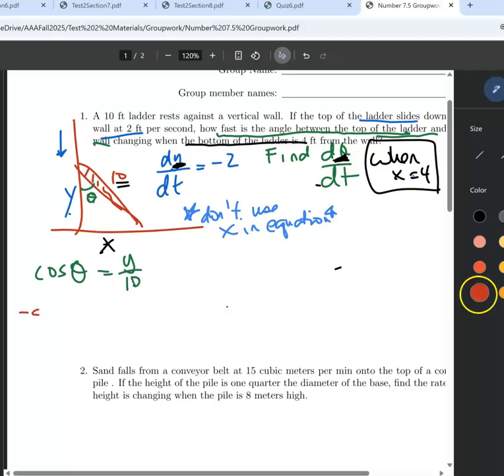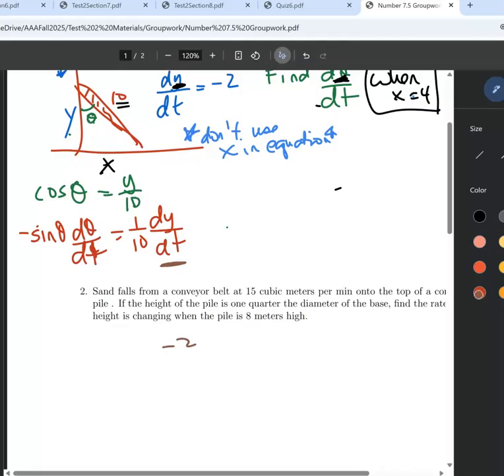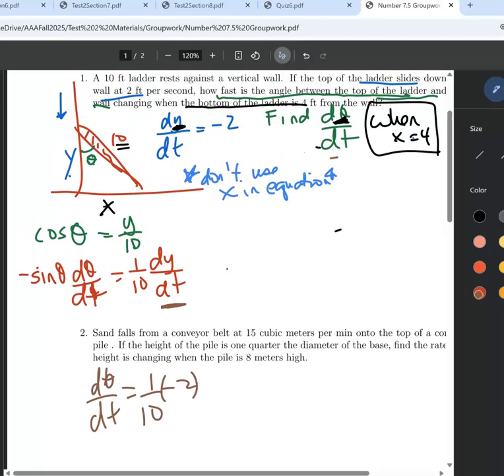Let's take the derivative with respect to t on both sides. Remember, you've got to say d theta over dt. This is just like the number 1/10 times y, so that's dy over dt. Now let's see what I've got to plug in. dy over dt is -2, so I'm just going to continue it down here. -2 times 1/10. D theta over dt, well, that's what I'm trying to find, so it's okay to have there.